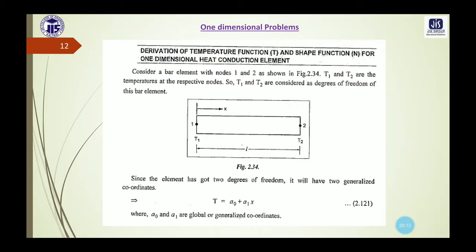Now, since this bar element has 2 degrees of freedom, it will have 2 generalized coordinates. So you can write T equals A0 plus A1x, where A0 and A1 are generalized coordinates. So this is our equation number 2.121.